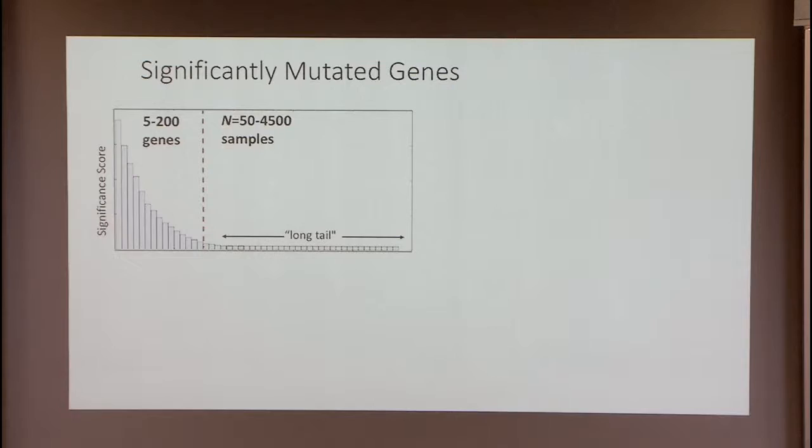But no matter how you try to prioritize one gene at a time, you're left facing a picture like this: as you rank genes by their significance, you tend to get a relatively small number of genes which you can say are significantly mutated with some comfortable level of statistical significance, followed by this long tail of rarely mutated genes. And we know that not all the important cancer genes are in this leading edge, and that there are many important cancer genes and mutations in this long tail.